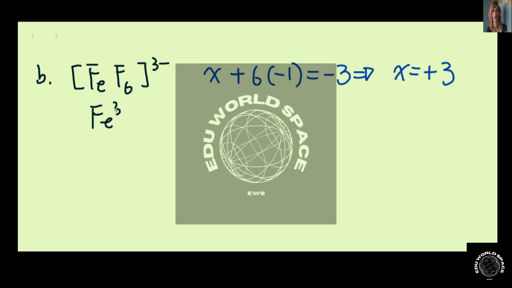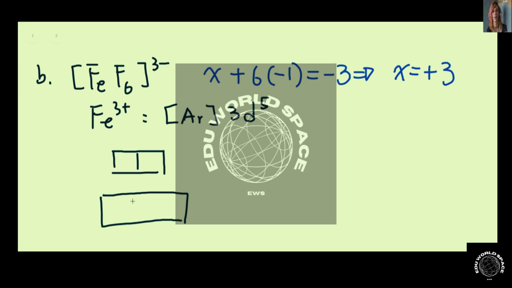So for iron 3+, the electron configuration would be [Ar] 3d5. So now we draw the energy level diagram for this. We have this is the d5 orbital. There are 5 electrons: 1, 2, 3, 4, and 5. All right, so that is part B.